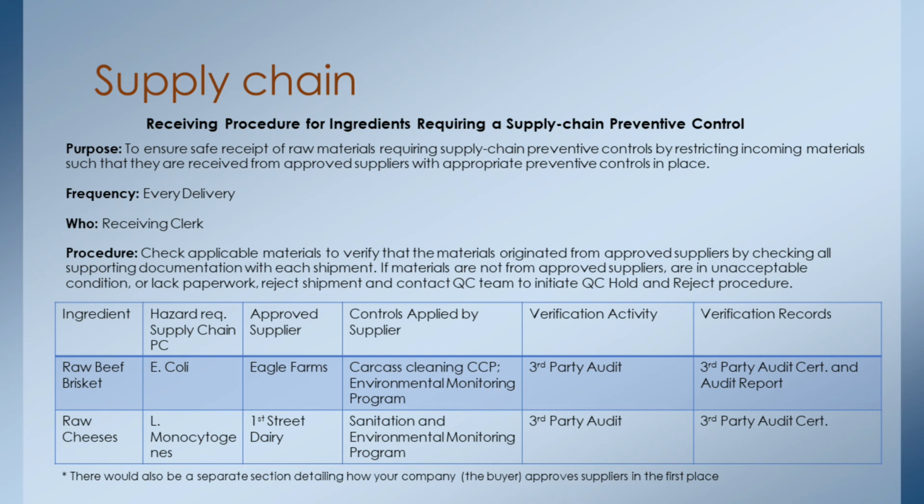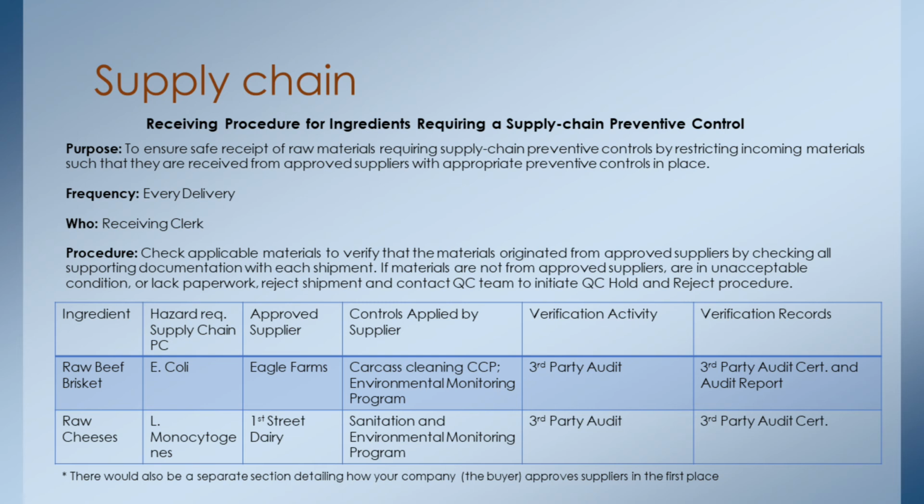In this example below, this hypothetical company buys a lot of raw beef brisket and a lot of raw cheeses. Raw cheese isn't pasteurized, so there's always a risk of Listeria monocytogenes. But they know the company that is supposed to sell them their product, and they know what sort of controls are applied by that dairy company to make sure that their milk and cheese is safe, despite the fact that they have no pasteurization step. What is it that they do? The controls applied. Hopefully, that particular process has been approved by a third-party auditor.